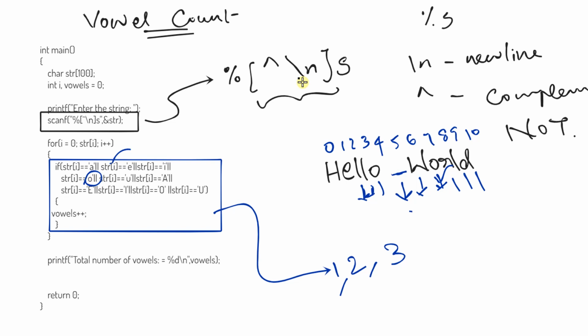true. That means why we are giving str of I means what it actually means is that str of I exists. So I exists only till 10, and after that when I is incremented to 11, I does not exist and it will come out of the for loop.